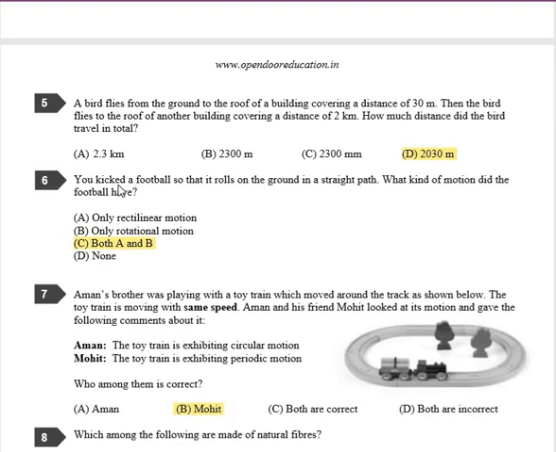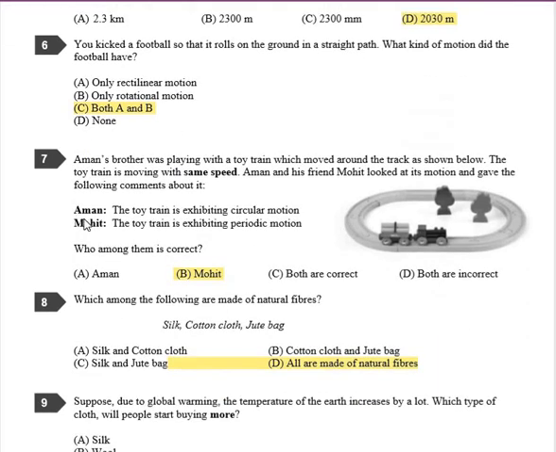Now coming to the sixth question: you kicked a football so that it rolls on the ground in a straight path. What kind of motion did the football have? It has rectilinear motion because it covers a straight path, and it also rotates, so rotational motion also. So the most appropriate option will be C, both A and B, both rectilinear and rotational.